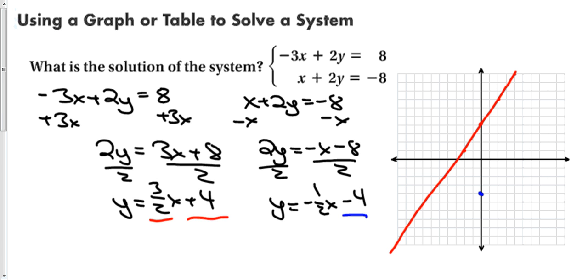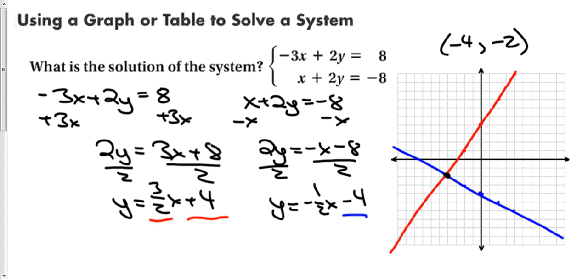And now my slope is down 1, right 2, or up 1, left 2. Okay? And I have my line. Now my solution is going to be the point where these two lines intersect, which is right about there. And so my point of intersection is going to be -4 and -2.